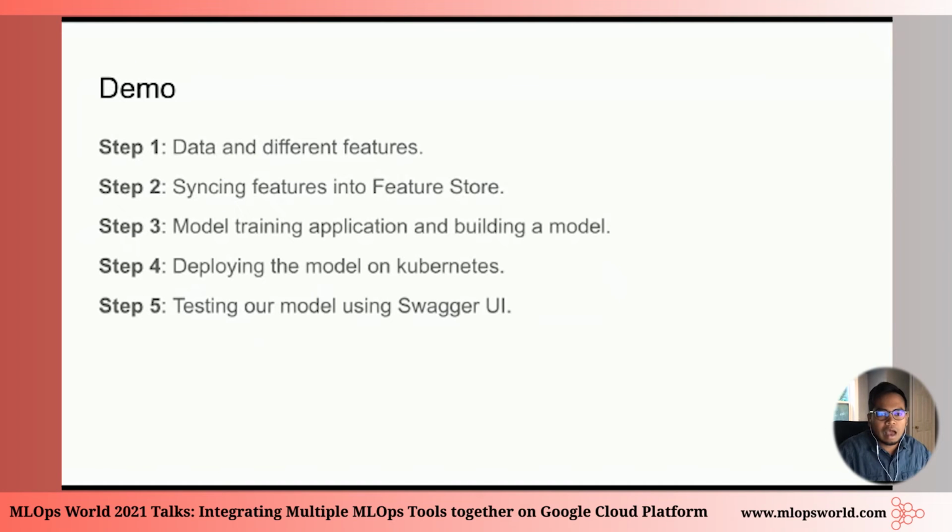So I will give you a quick demonstration of how we have everything set up in practice. In this demonstration, I will show you the different steps, starting with first looking at the data and different features, and then we'll see how we are orchestrating our Feast pipeline to sync this feature into the data store, and how we are training the model and building the model in the Kubernetes platform, and finally deploying the model to Kubernetes using Seldon Core. And the last step will be how we are going to be testing our model deployed on the Kubernetes platform using a Swagger UI.